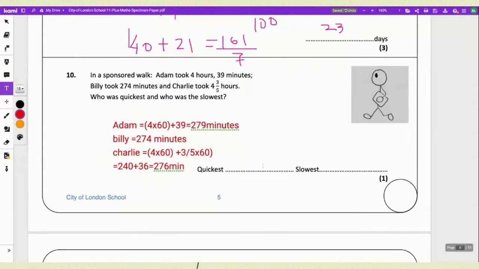So they are asking who was the quickest. You need to know who was the quickest and who was the slowest. For the quickest one, you know that Adam was 279, Billy was 274, and Charlie was 276. We can see from what we have done, the times are 276, 274, and 279. So the quickest was Billy because he took less time. And the slowest, obviously, that's no doubt, is Adam.